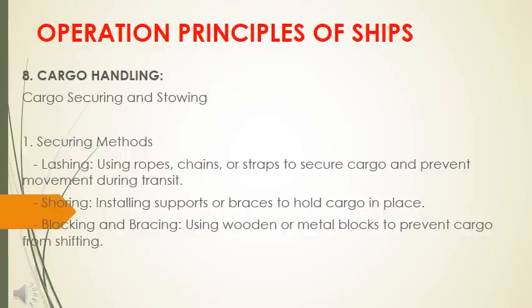Next, let's consider cargo securing and stowing. The first method here is the securing methods, which could be in the form of lashing, that is, using ropes, chains, or straps to secure cargo and prevent movement during transit. Then we have shoring, installing supports or braces to hold cargo in place. We also have blocking and bracing, using wooden or metal blocks to prevent cargo from shifting.